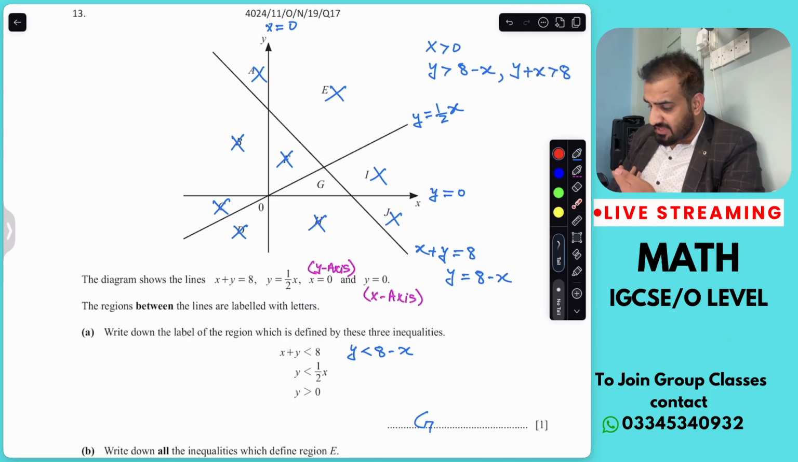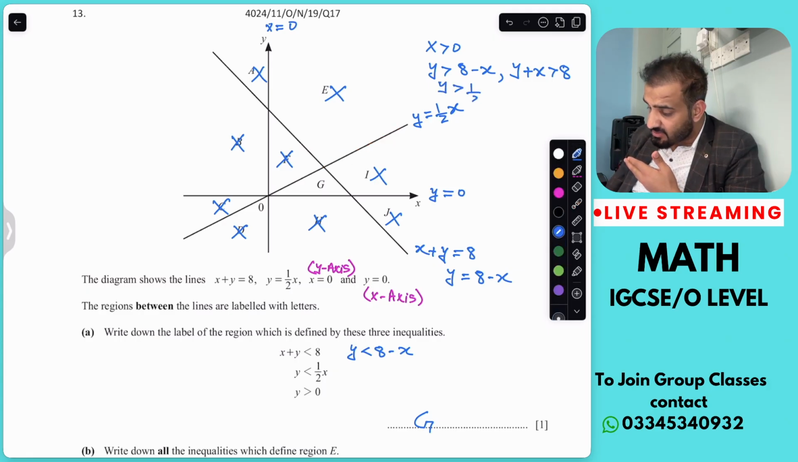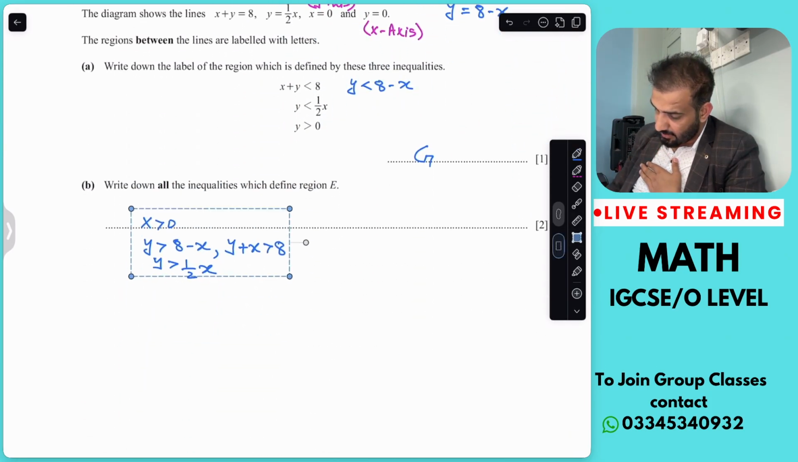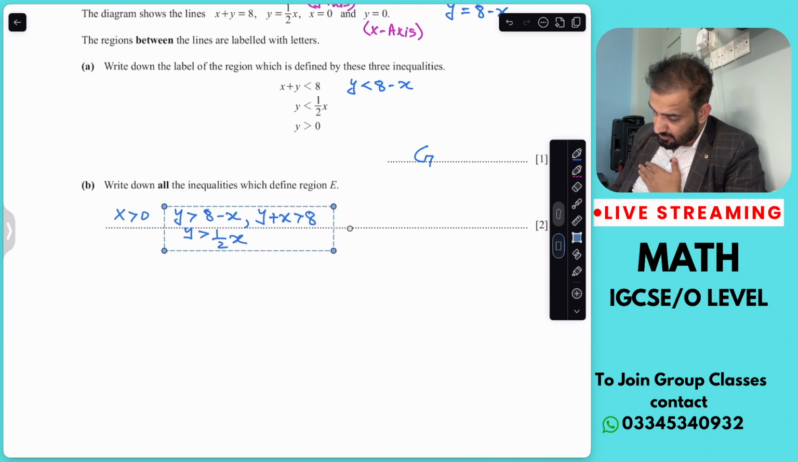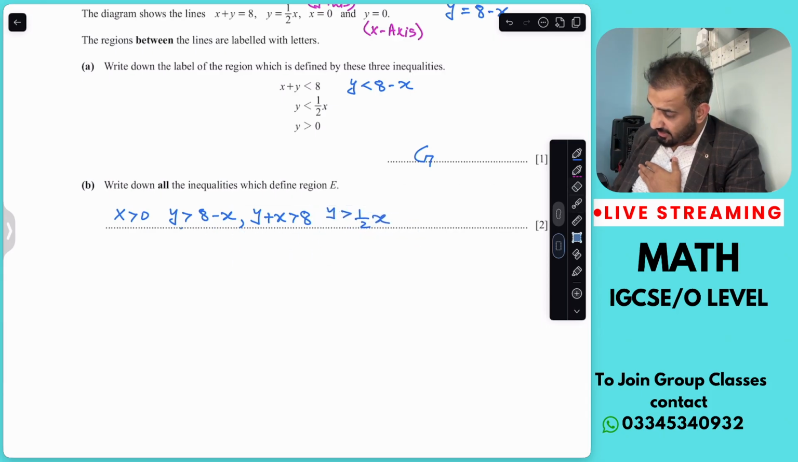Now let's come to this line. y is equal to 1 over 2x. Again, E is above this line. So what you will do? You will write y is greater than 1 over 2x. So these are all the three inequalities for E. Number 1, number 2, number 3. But these two are the same, so write any one of them.